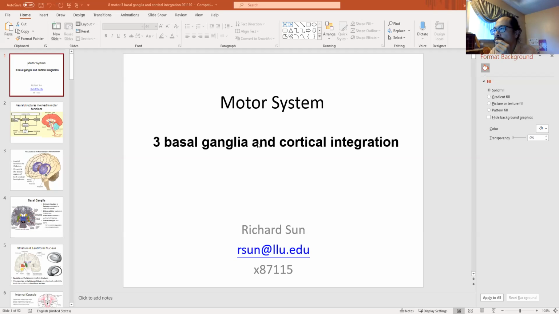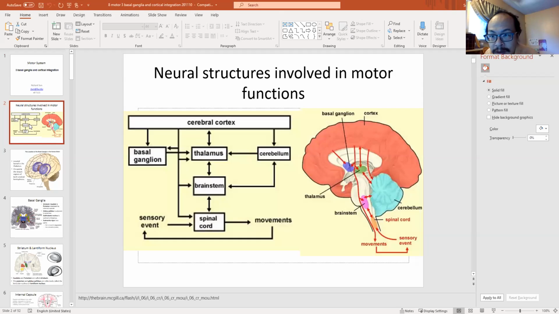So before we jump into this basal ganglia and cortical integration, let's give another look at these circuits that we already mentioned. This is the motor neural system that includes different portions. Let's see where we are in this circuit, in this puzzle. We are talking about the very last piece of the puzzle. So where are we right now?